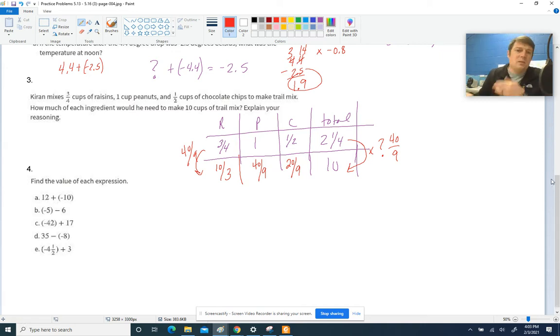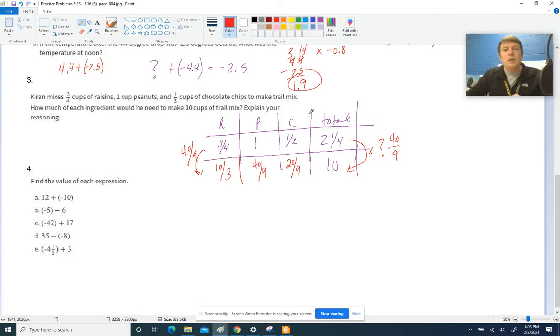Man, I wish they came out a little nicer than that. Who does 9 cups of peanuts and chocolate chips? It doesn't seem like it's a very nice problem to work with, but oh well, that's what it turned out to be, and that's what we're going to roll with.